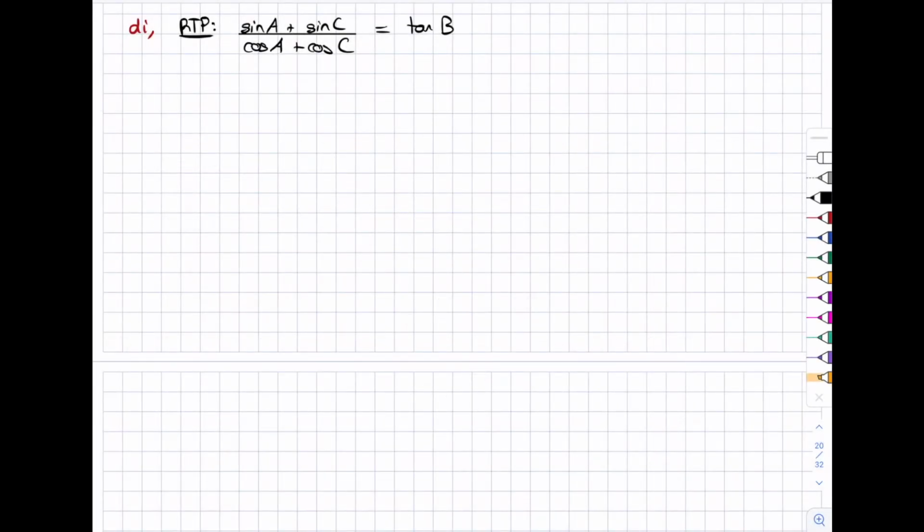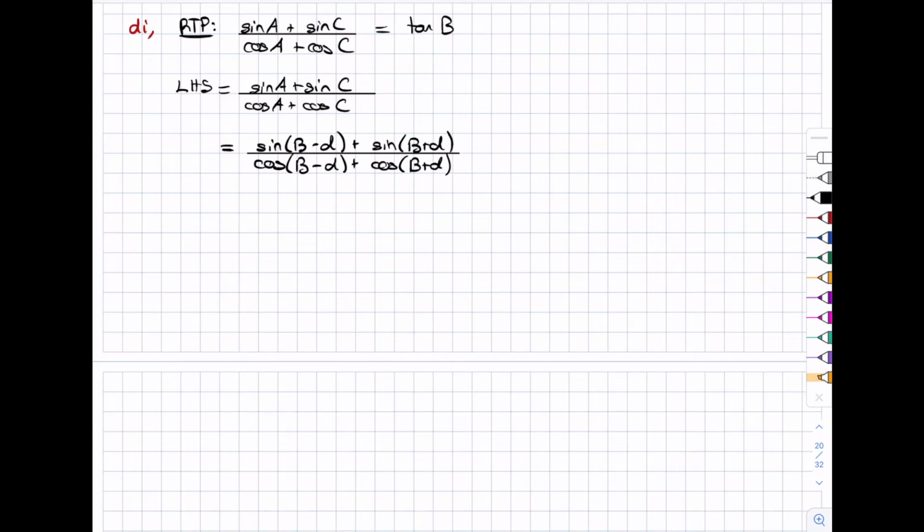Okay, so what we've got here is this statement that we want to prove. And since this is a proof, I have to start with one side and end with the other side. So I'm going to start with my left-hand side and try to make my way across to the right-hand side. Now we're also given that a and c are related in a certain way. They're related by those two equations. So I'm going to replace a and c with those two values and see what I can make of that. Okay, and so this is what we get.